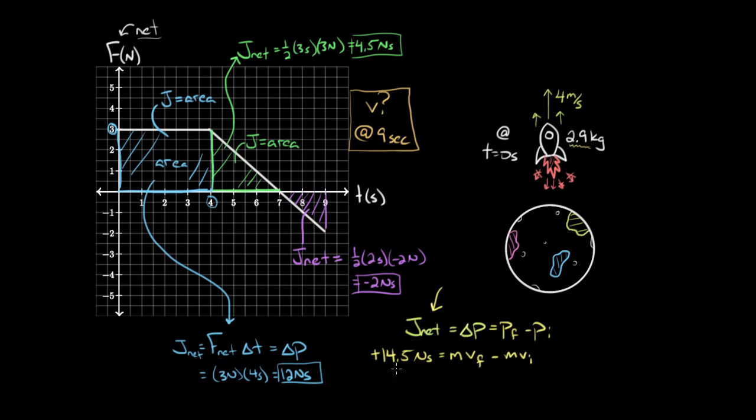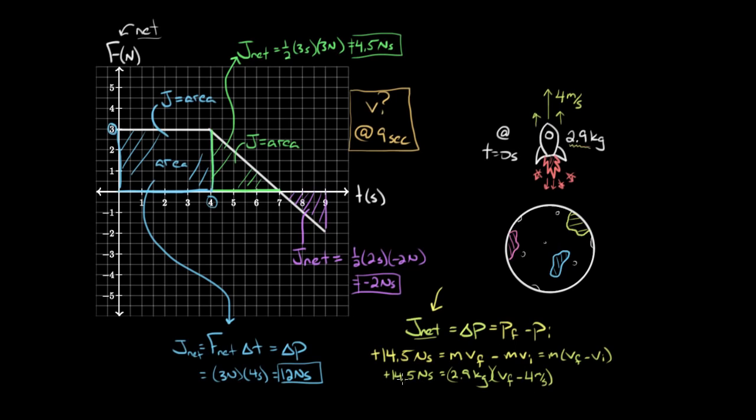So if we assume the mass is constant, we get positive 14.5 newton seconds equals, we can pull the mass out. The mass is a constant, so I could just write it as M times V final minus V initial. Since I could pull out a common factor of M, I can write this as 2.9 kilograms multiplied by the final velocity after 9 seconds. And I know it's after 9 seconds because I added up all the impulse during the 9 seconds. Minus the initial velocity, which was 4 meters per second.